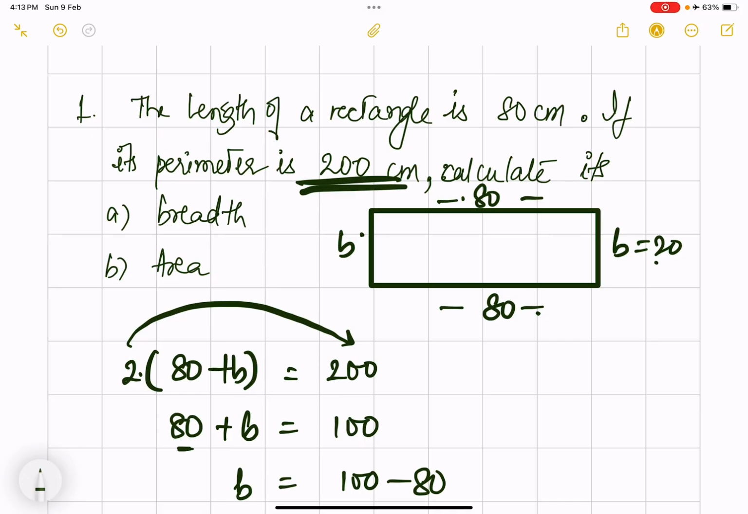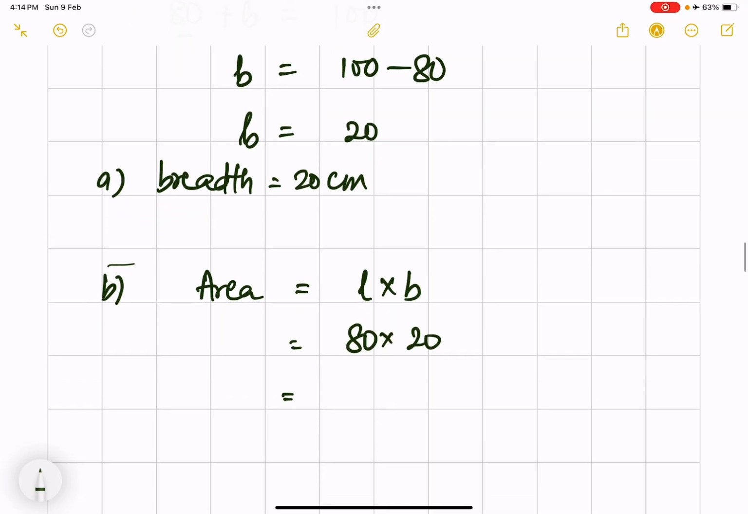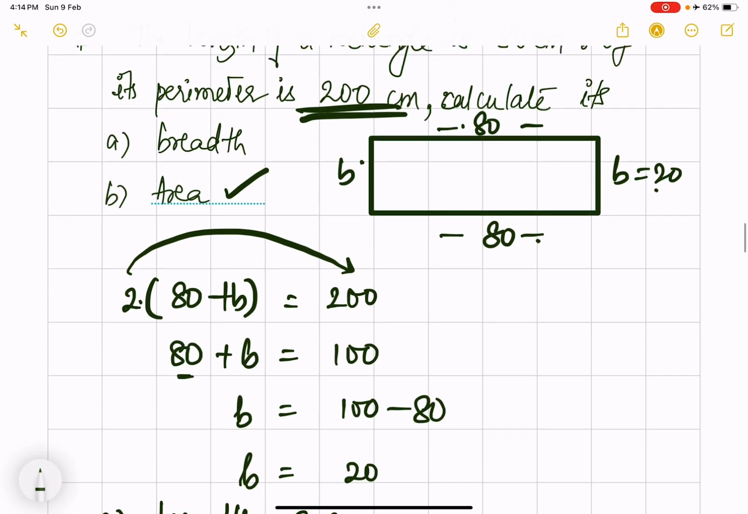Next is calculate its area. So B part, area. How do I find area? We find it by length times breadth. We know the length is 80, we know the breadth is 20. Multiply them, you'll get 1600 centimeter square. That's the area of this rectangle.